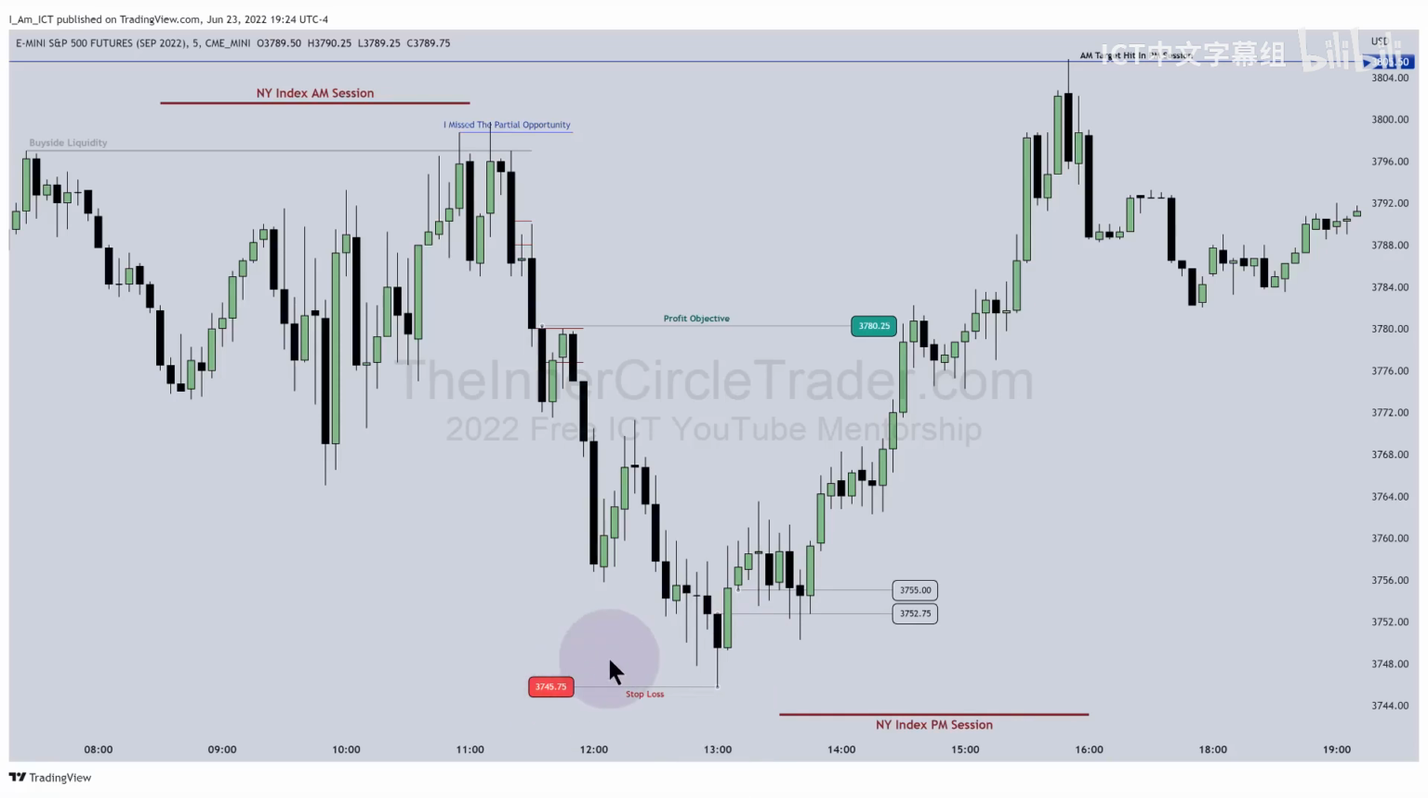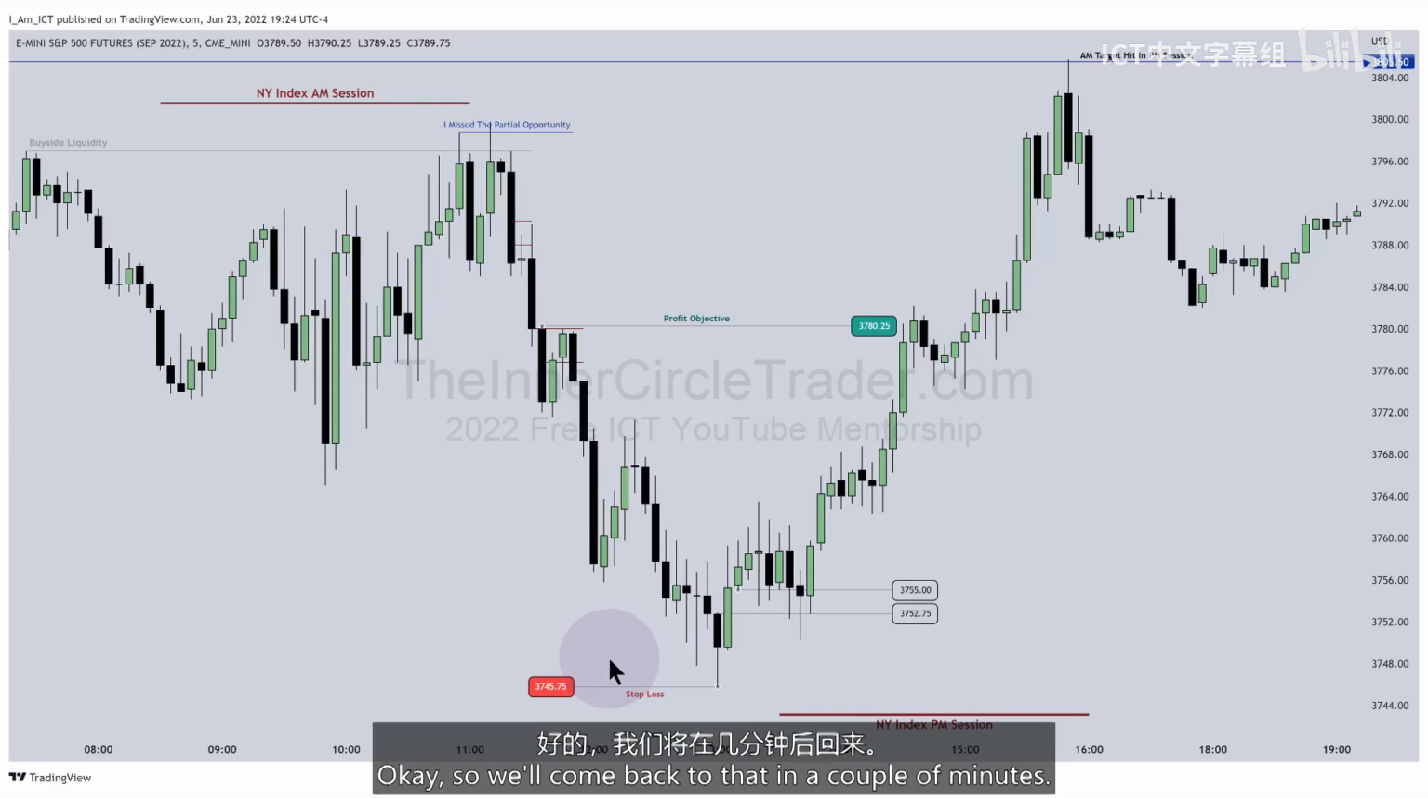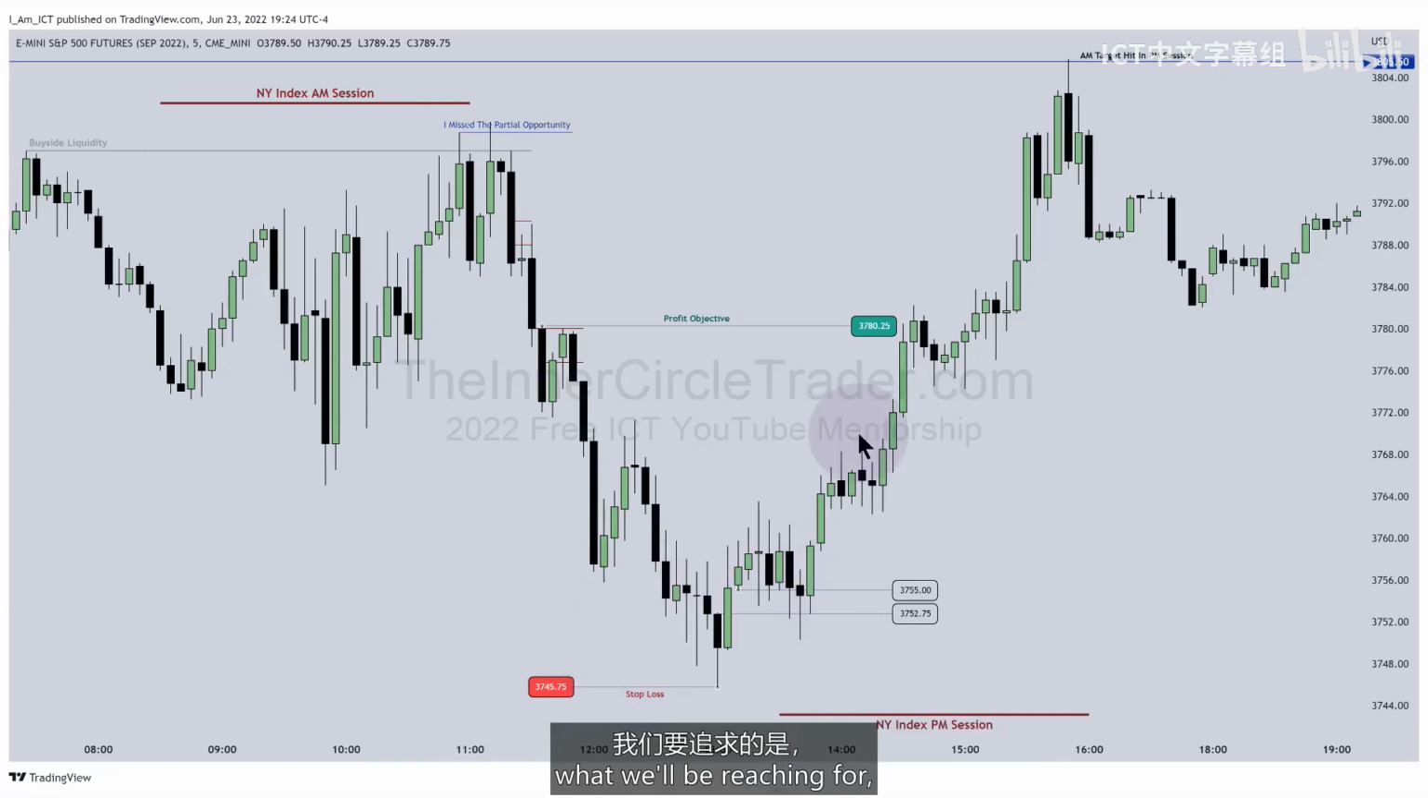37.45.75. Essentially 9 points of risk. Okay, so we'll come back to that in a couple minutes. But for now, what we'll be reaching for, what will be the draw on liquidity. From this high down to that low, we want to get to a premium level. 50% is about right in here, eyeballing it. We don't need to have a fib on that.